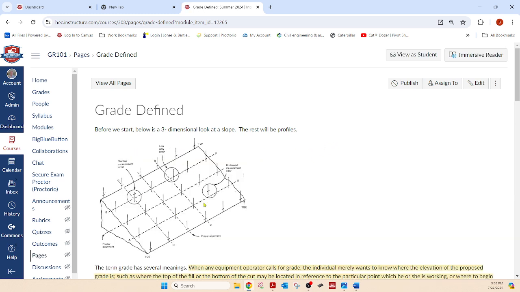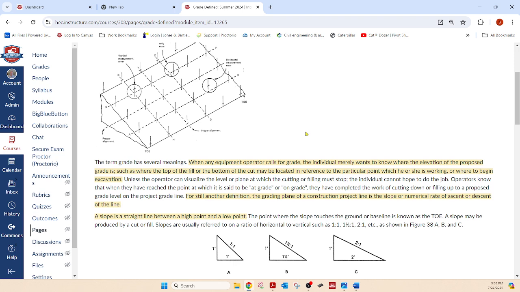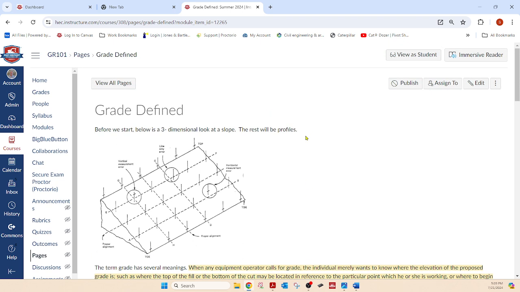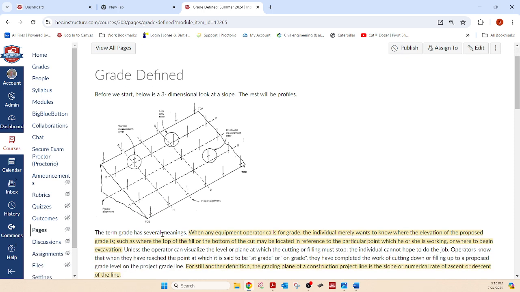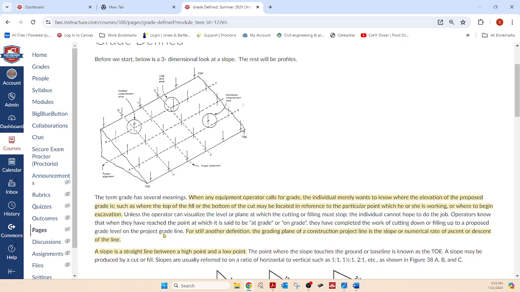I'm going to read from this. Well, no, I'm not going to start with this three-dimensional figure here. What you're looking at over here, where my arrow's wiggling around, is a slope. It's a built slope, and it's a fill slope in this case. They started right here at the toe of the slope. I don't know what this slope is. It's just a good way to see a 3D slope.